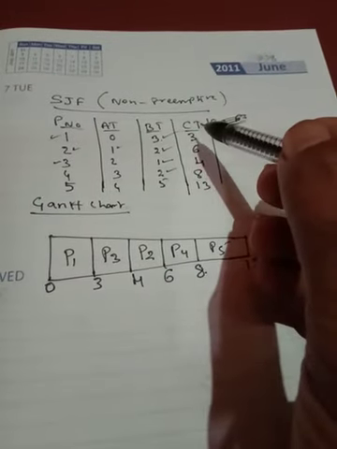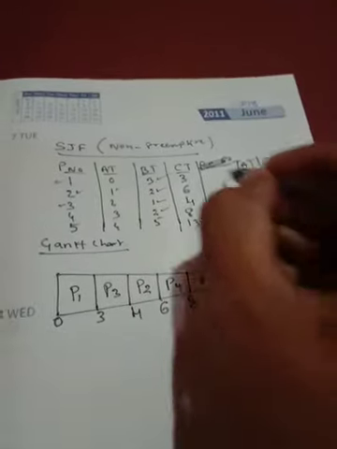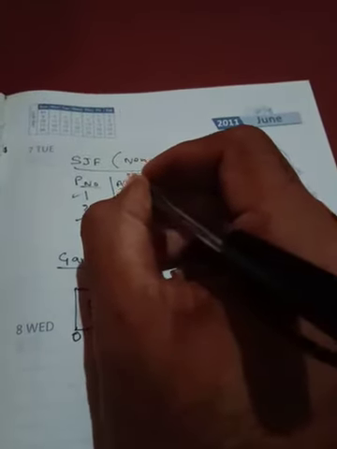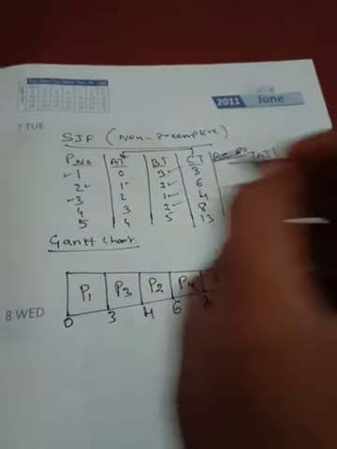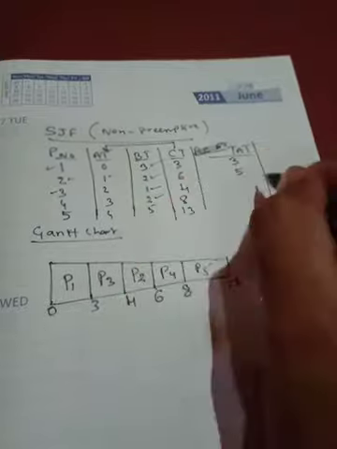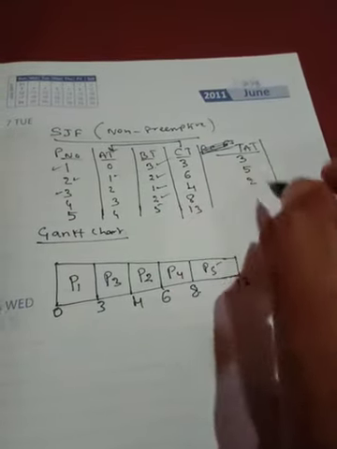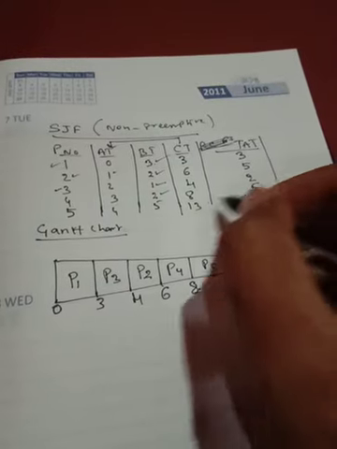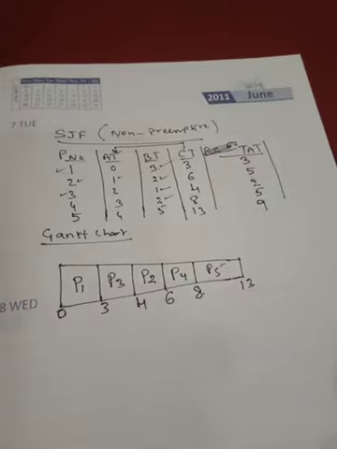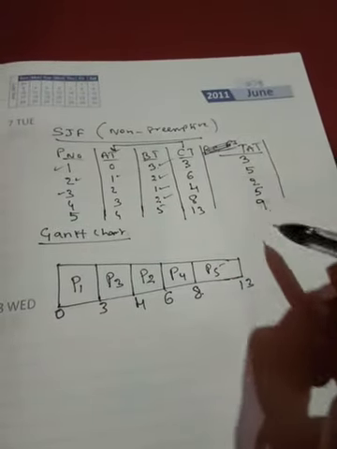Once we get the completion time, then we can go for TAT, or turnaround time. How to calculate the turnaround time? That is nothing but the difference between CT and AT. 3 minus 0 is 3, 6 minus 1 is 5, 4 minus 2 is 2, 8 minus 3 is 5, and 13 minus 4 is 9. Now we have calculated TAT.